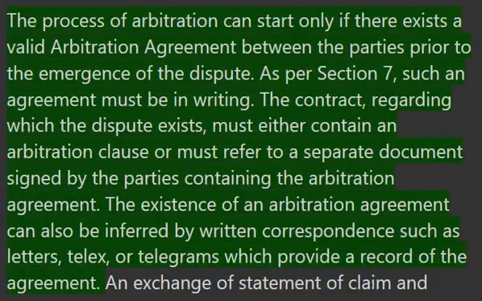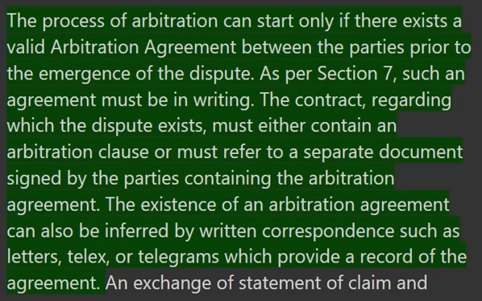Arbitration. The process of arbitration can start only if there exists a valid arbitration agreement between the parties prior to the emergence of the dispute. As per Section 7, such an agreement must be in writing. The contract, regarding which the dispute exists, must either contain an arbitration clause or must refer to a separate document signed by the parties containing the arbitration agreement.